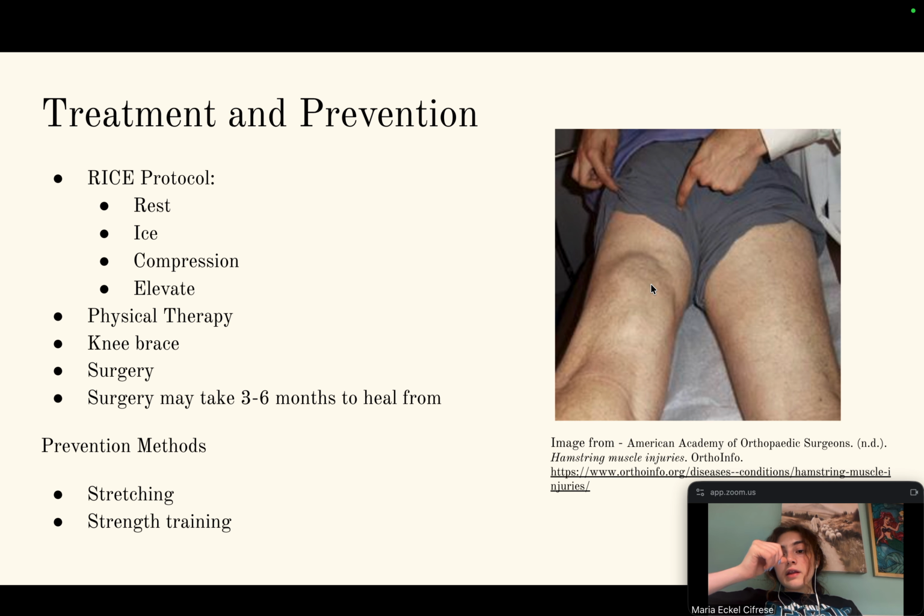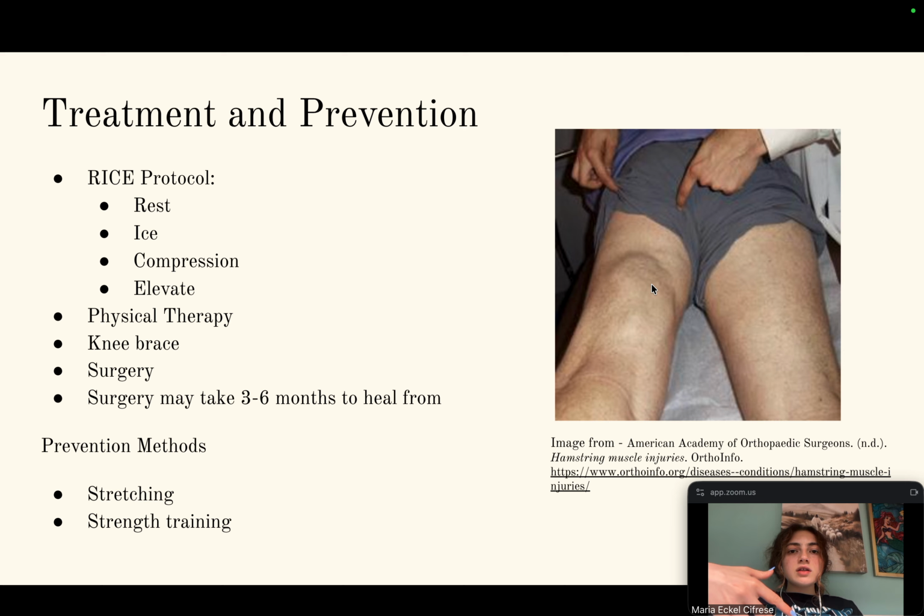And how do you prevent them? Strains are often caused by muscle tightness, so to prevent strains, you should properly stretch and warm up your muscles before exercising. And they're also commonly caused by muscle imbalances because the quadriceps, which are in the front of your leg, tend to be stronger than your hamstrings.